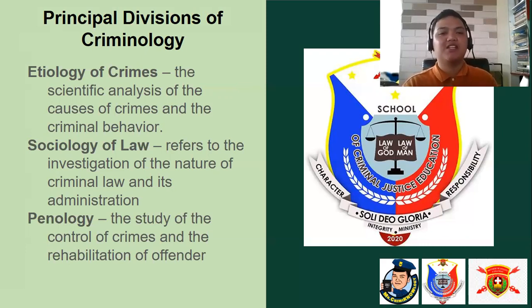Penology, the study of control of crimes and the rehabilitation of offenders. So we will be dealing more with penology in our area, correctional administration. But here we study how to control crime. Because if we will not study how to control crime, it will encourage other people to commit crime also. And by this field also, we are studying how we can rehabilitate, reform, and restore the offenders who were incarcerated, separated from the mainstream of society so that we can protect others from them.